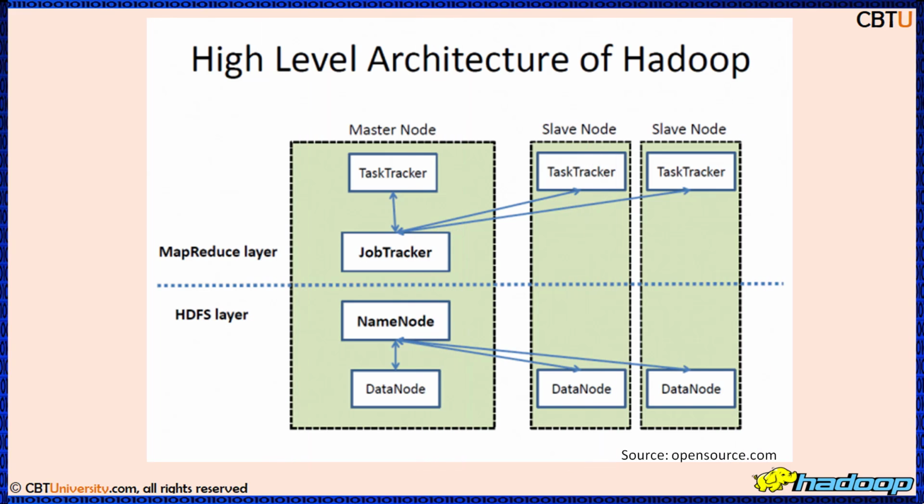This is high-level architecture of Hadoop. A Hadoop cluster includes a single master and multiple worker or slave nodes. The master node consists of job tracker, task tracker, name node, and data node. A worker node or slave node can act as both data node and task tracker.